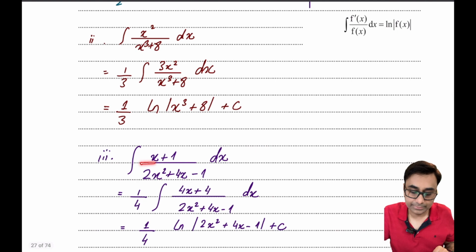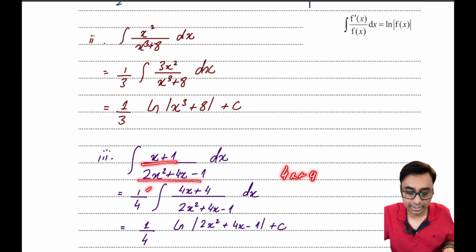I have to integrate x plus 1 over 2x squared plus 4x minus 1. And I recognize that if I differentiate this, it differentiates into 4x plus 4. I have x plus 1. If I multiply it by 4, then it becomes 4x plus 4. So I have multiplied and divided it by 4. And that will give me the derivative in the numerator.